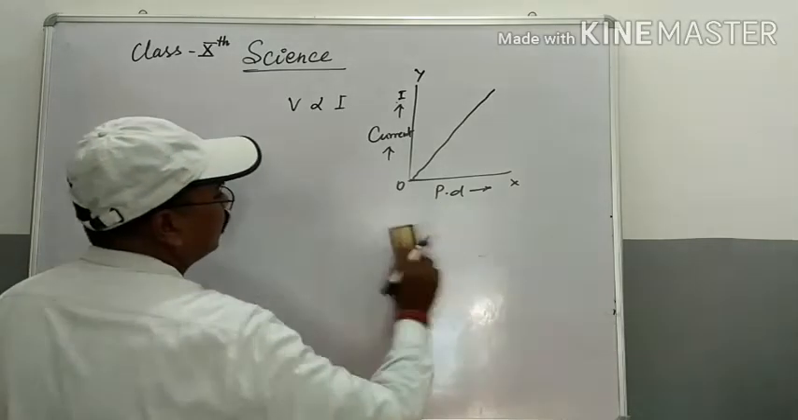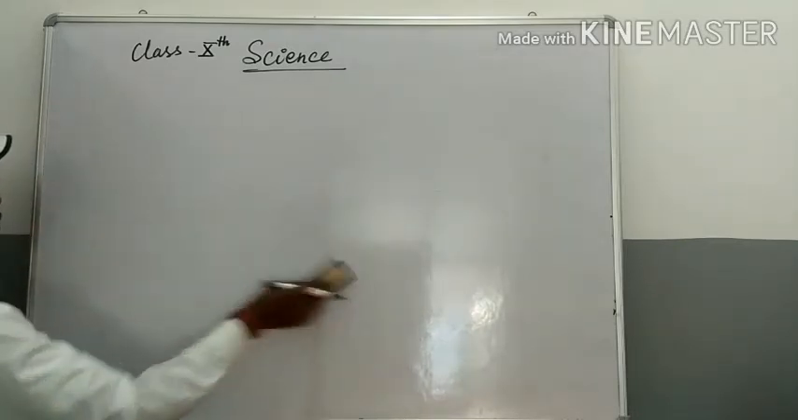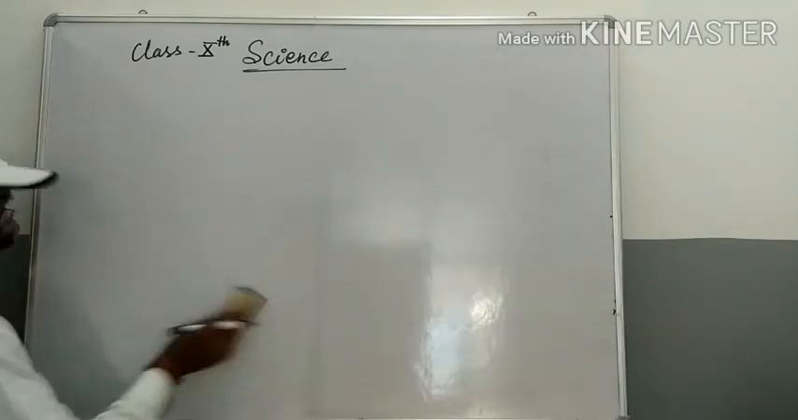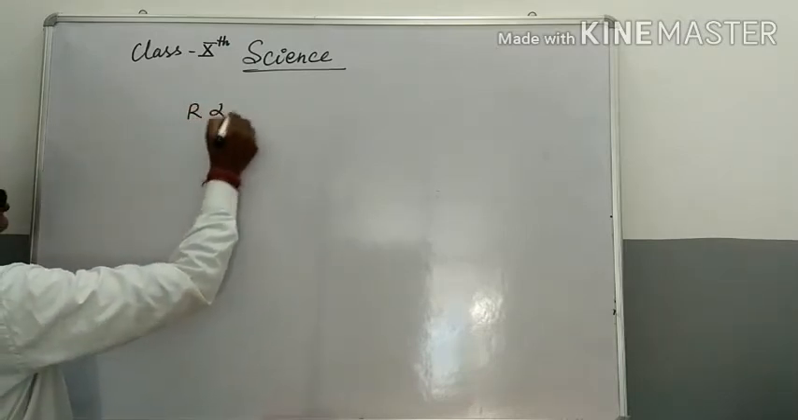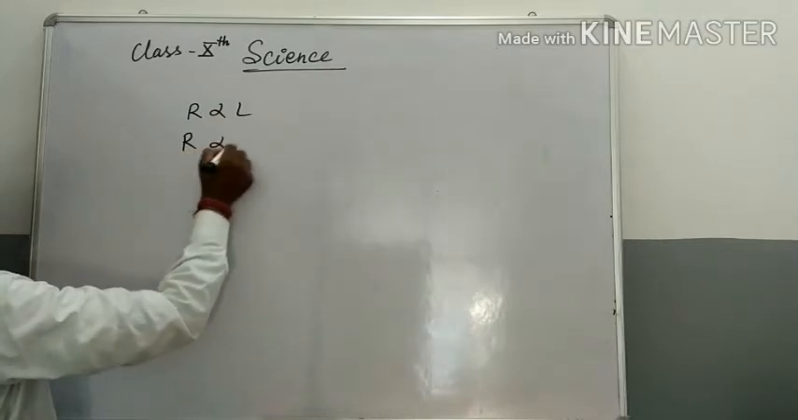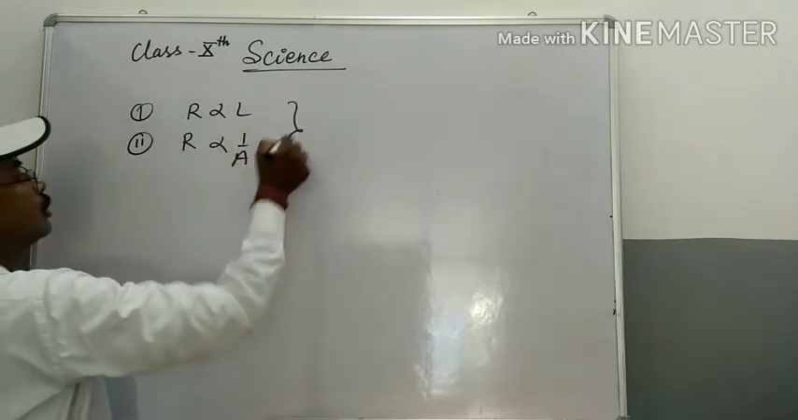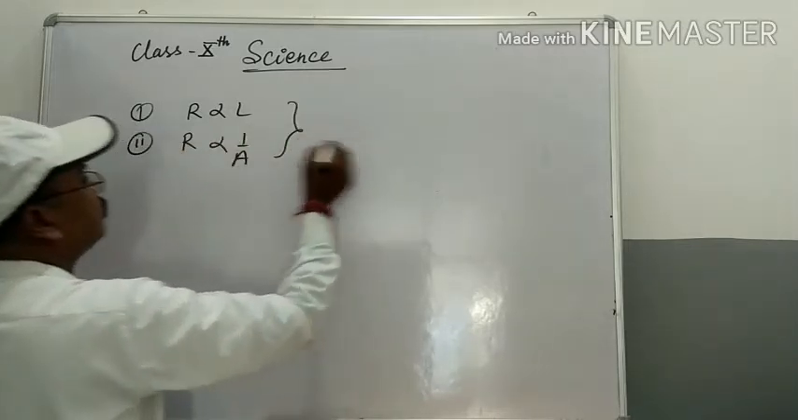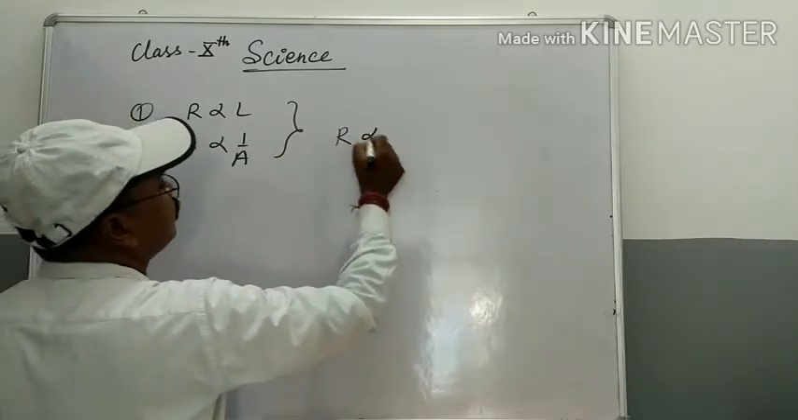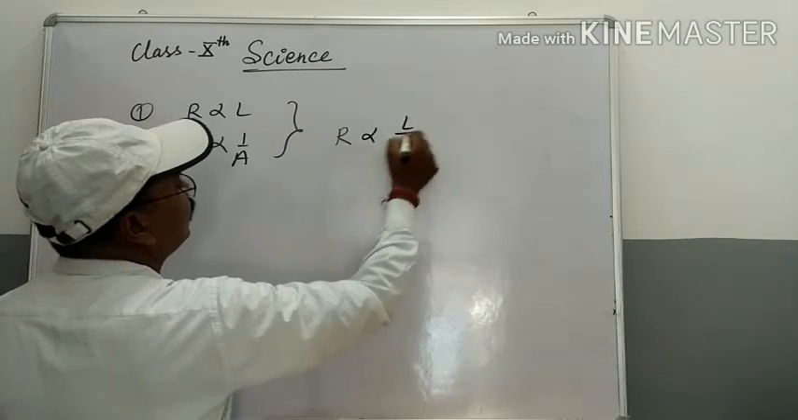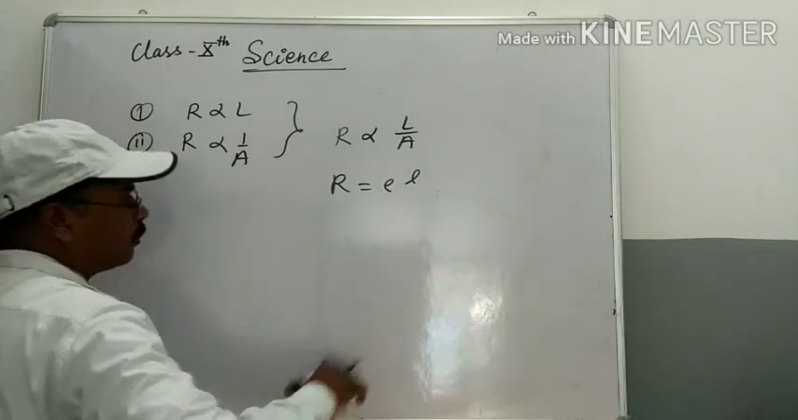Students, resistance depends on what factors? The resistance of the conductor depends on these, which we have already completed. R is proportional to L, and R is inversely proportional to 1 upon A. Mixing both, R is proportional to L upon A, and R equals rho L upon A.